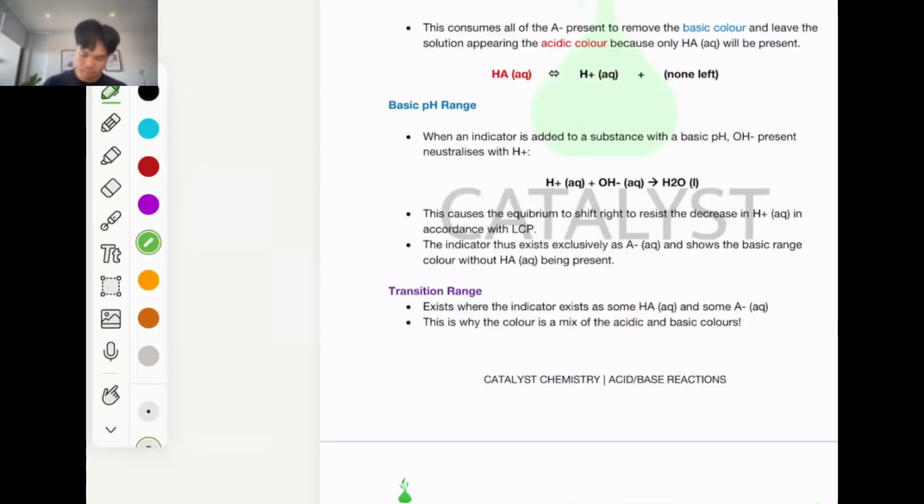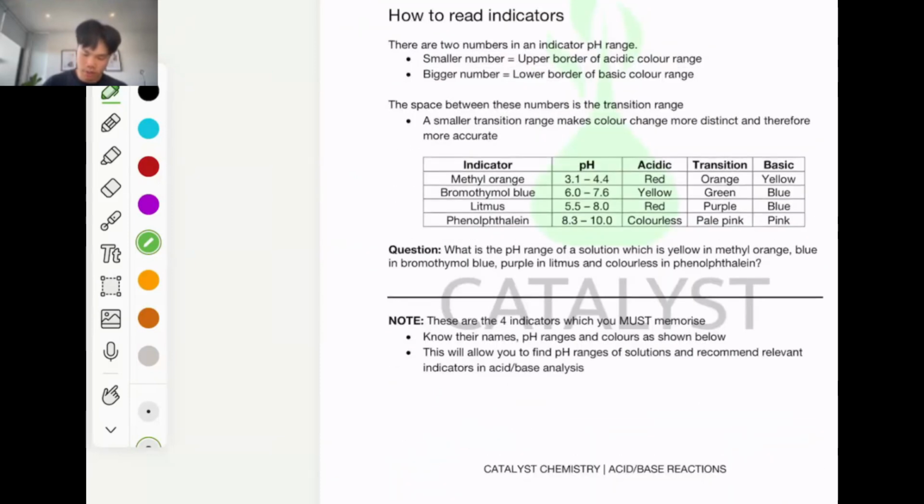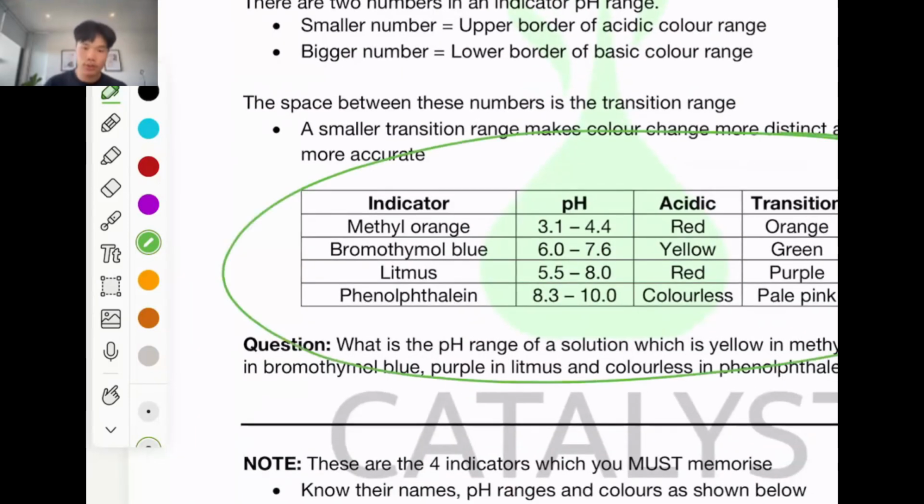And actually, I should come back up to this table here. These 4 indicators are the ones you must have memorized. You should know their ranges, their colors, and their names.